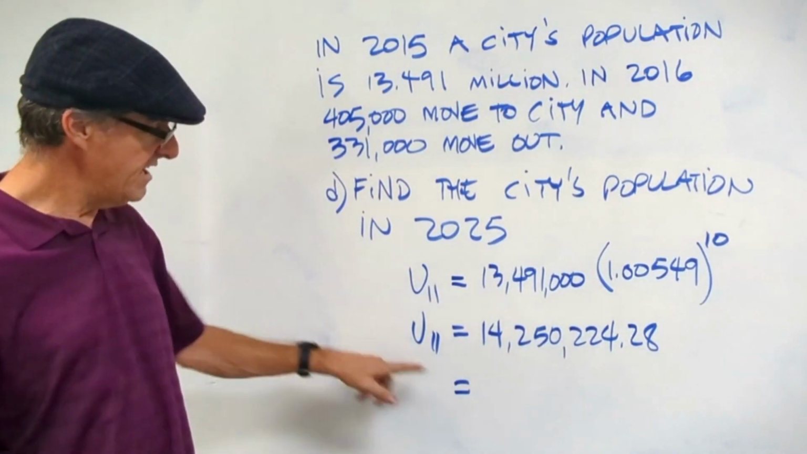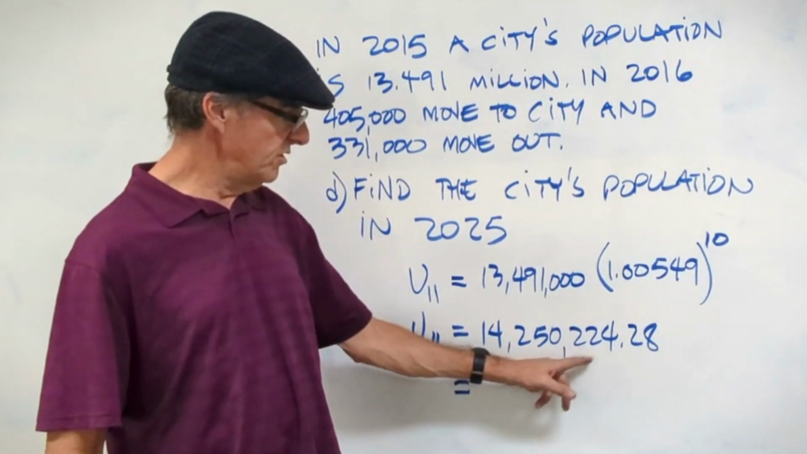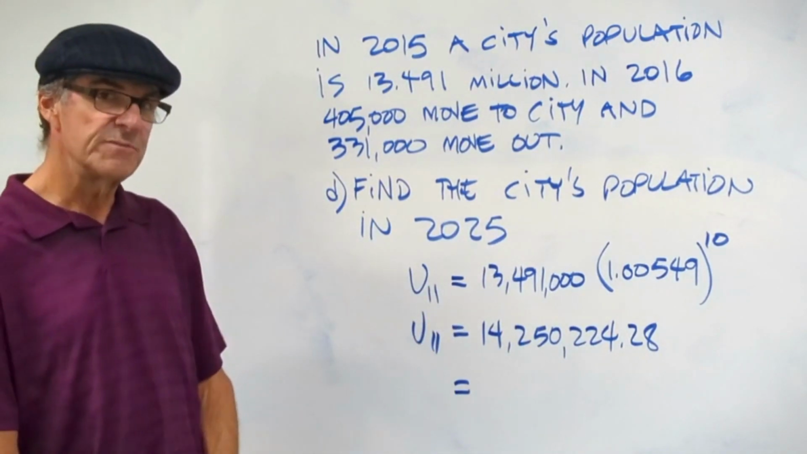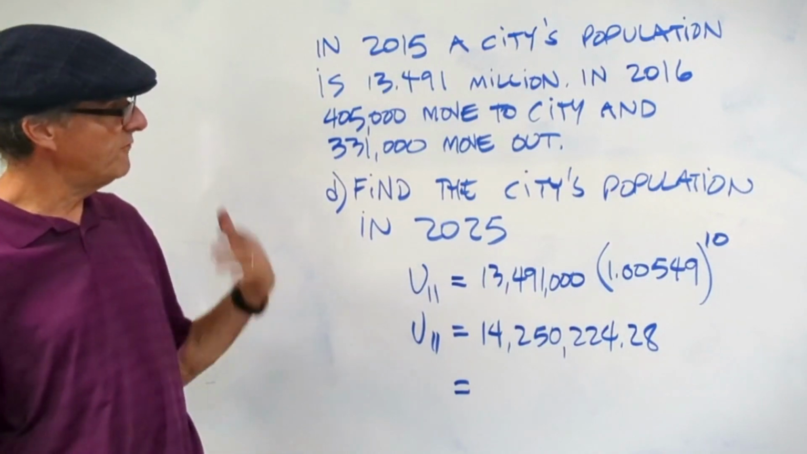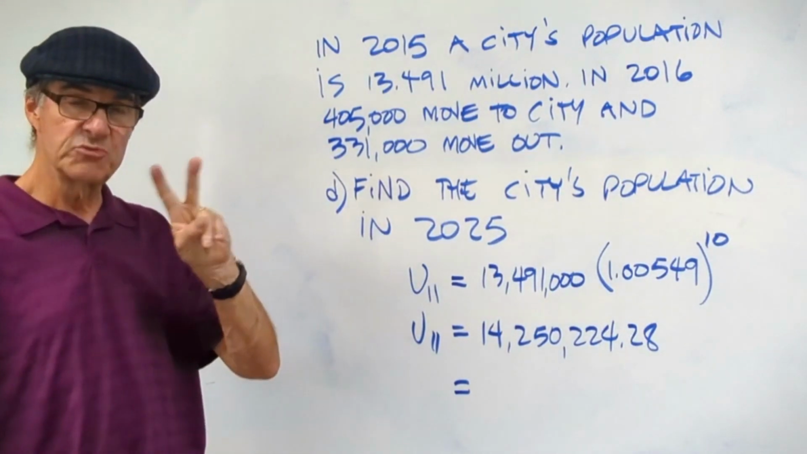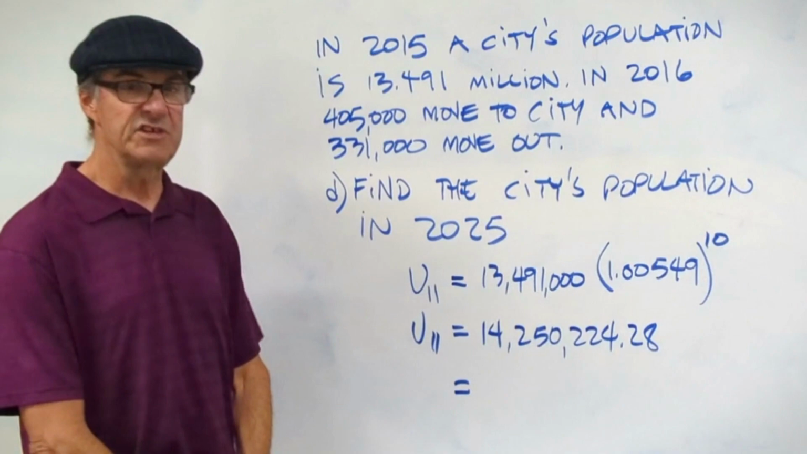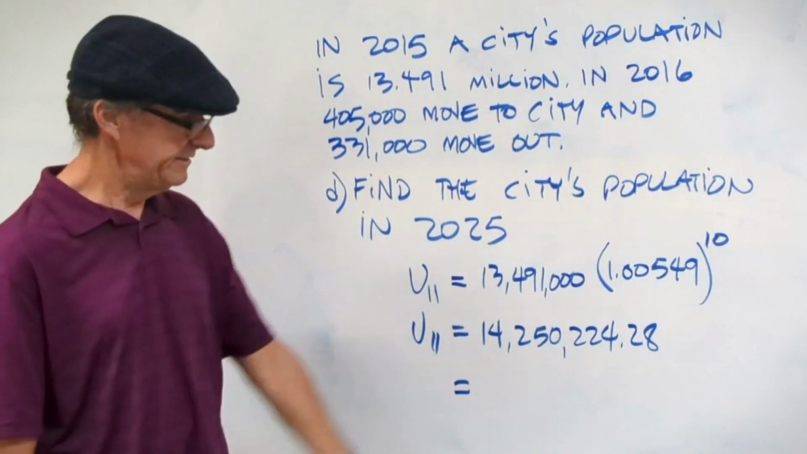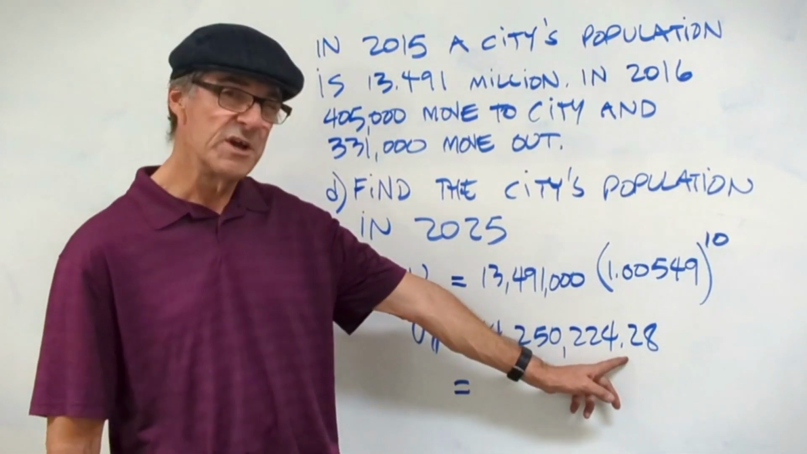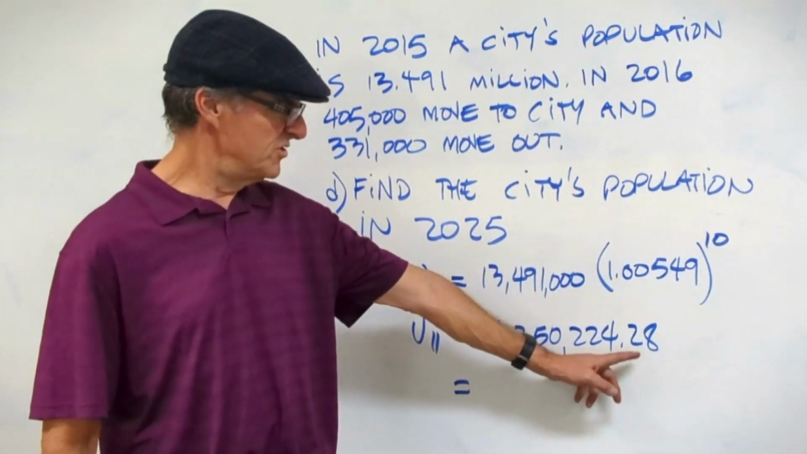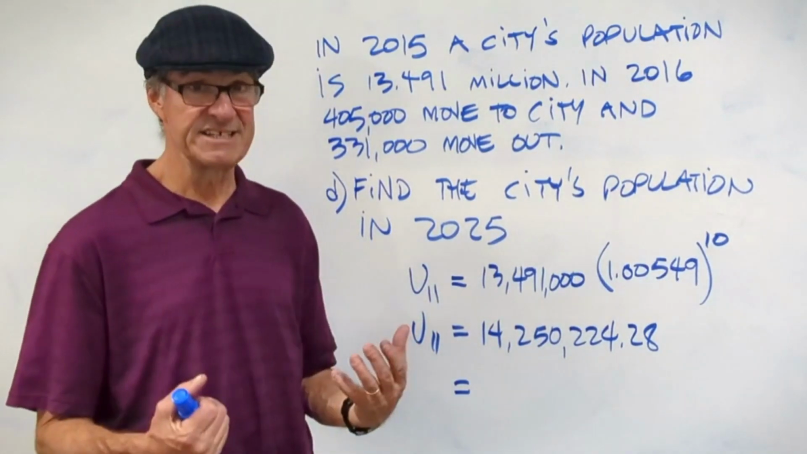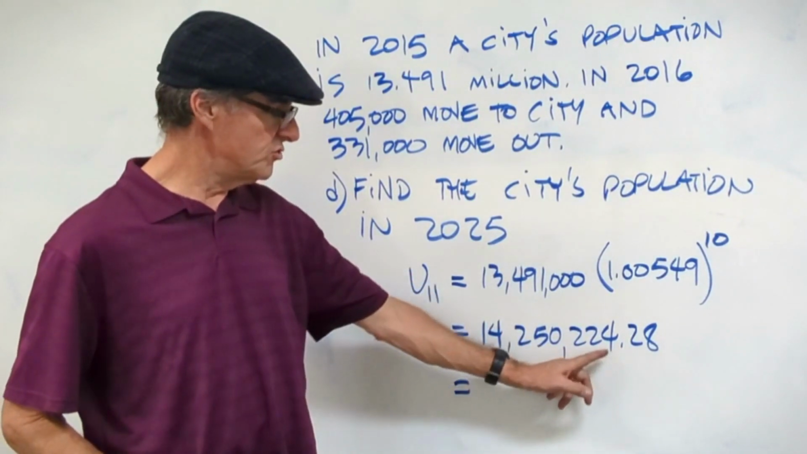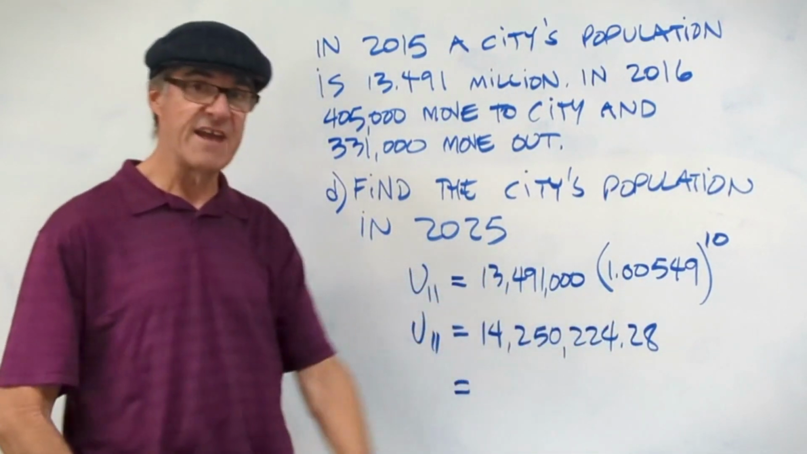So when I do the math on that, I get 14,250,224.28. Now, I want you to take a look at that number because we need to do some things to it just to make it reasonable for our problem. So there's two things we need to do. Pause the video and think real hard and see if you can come up with two things. Okay, thing one. I'd like to meet 0.28 of a person. 28/100ths of a person does not exist. So we can't do that. So we can cross that off.